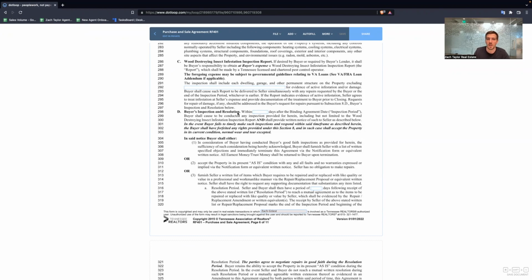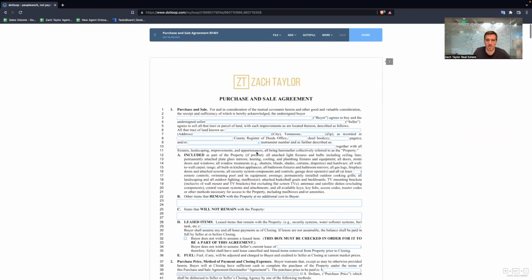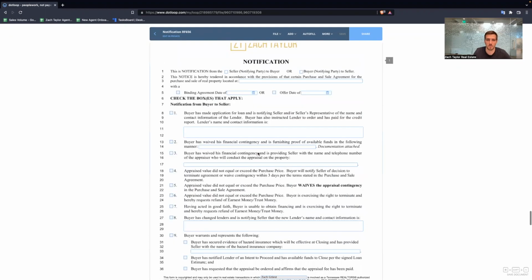So for example, if we have our inspection period and the buyer wants to cancel because the foundation's bad, and they want to send notice to the seller that they are canceling, they need to do so via the notification form or equivalent written notice, just not a text. You can't text the other agent and say, hey, we're backing out of the deal and it's terminated. You need to do it via the proper written notice. So that's why I want to bring attention to this notification form.